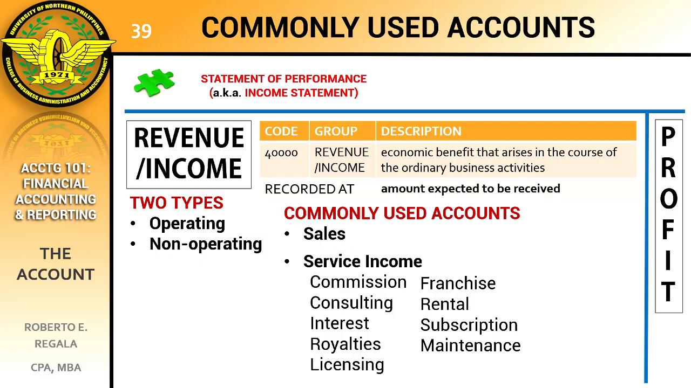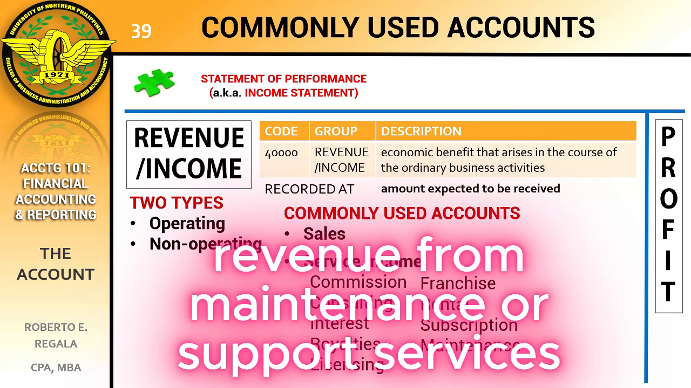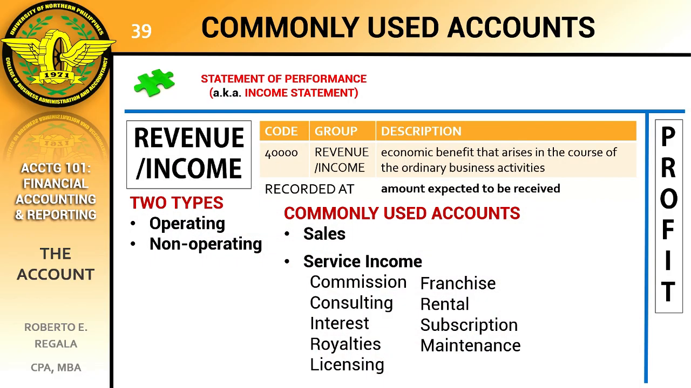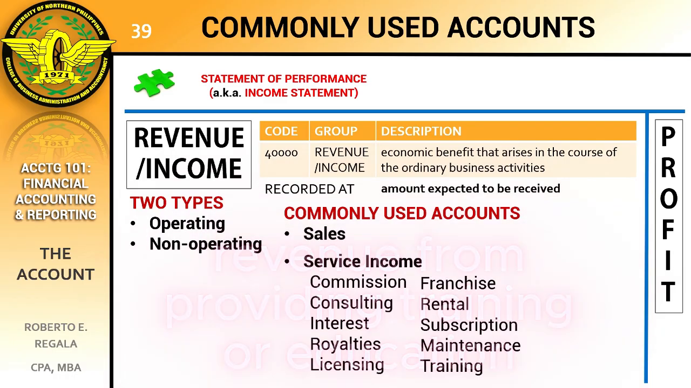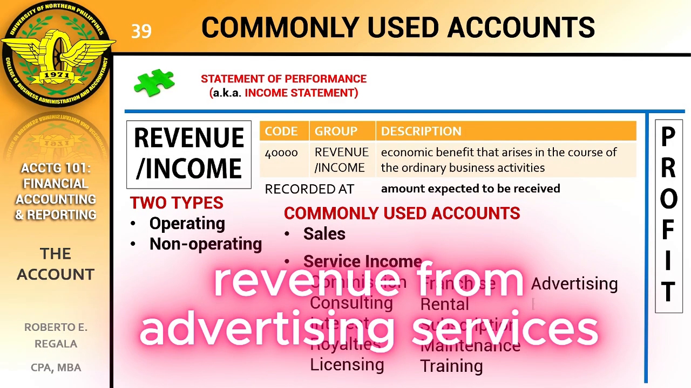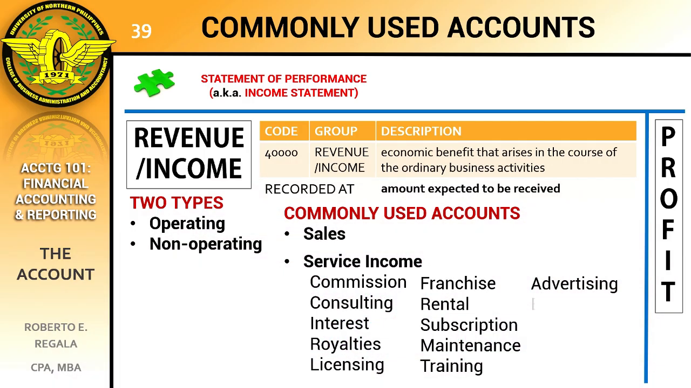Maintenance fees. This is revenue from offering repair, maintenance, or ongoing support services for products or systems. Training fees. This is revenue from providing training or educational services, such as corporate training programs or workshops. Advertising revenue. This is revenue from providing advertising services, such as placing ads on websites, print publications, or media channels such as those found in TV programs or social media content.